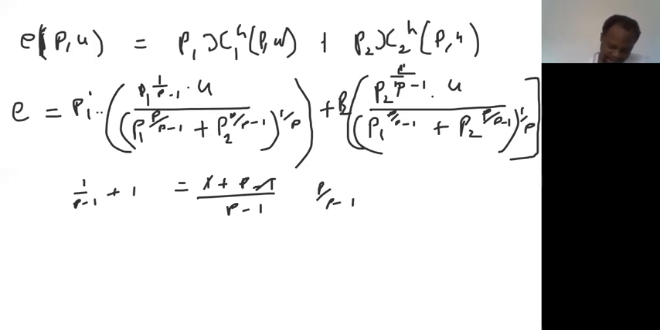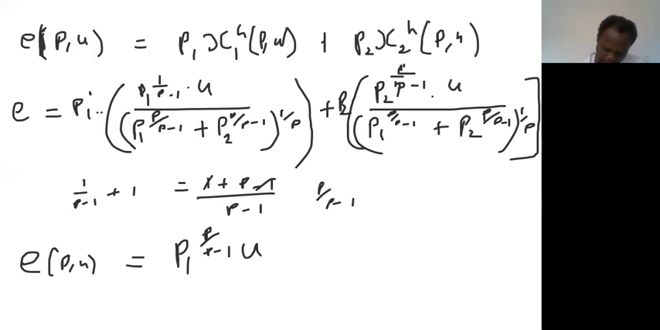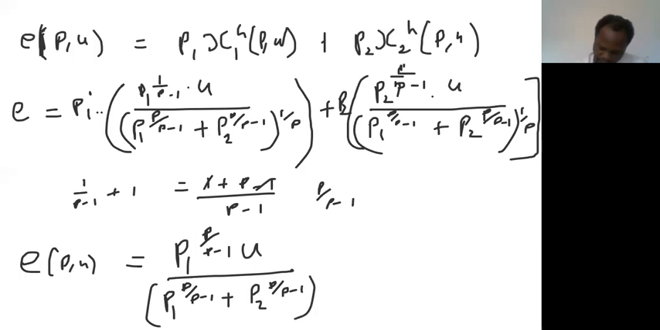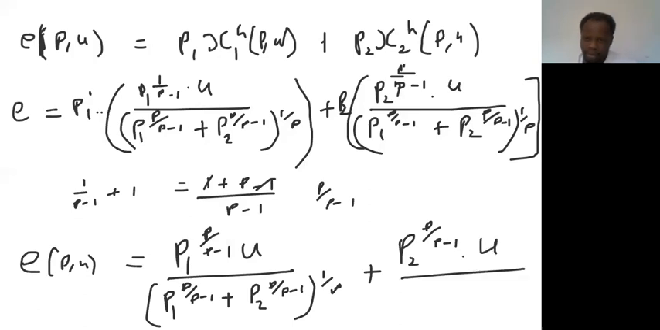Great. Then that means I can say the expenditure function, which is a function of P and U, is equals to P1 phi over phi minus 1 multiplied by U, all over P1 phi over phi minus 1 plus P2 phi over phi minus 1, all to the power 1 over phi, plus P2 phi over phi minus 1 multiplied by U, all over P1 phi over phi minus 1 plus P2 phi over phi minus 1, exponent 1 over phi. Great.